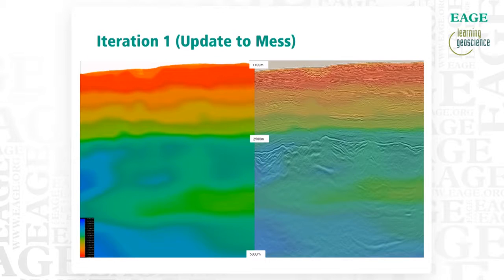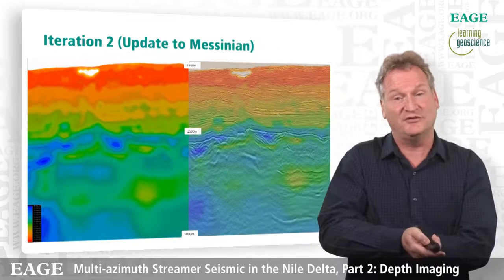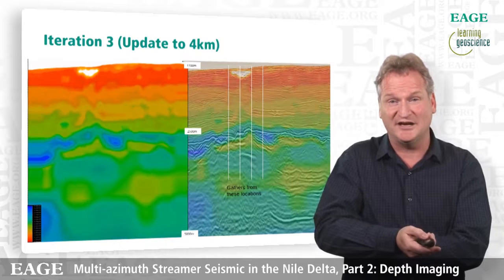So the first iteration, this was the second iteration where we already started to show a lot more detail, definitely up shallow, but also around the Messinian layer. And now we really hope to get a lot of improvements in that Messinian layer as well. And that's what we see here.